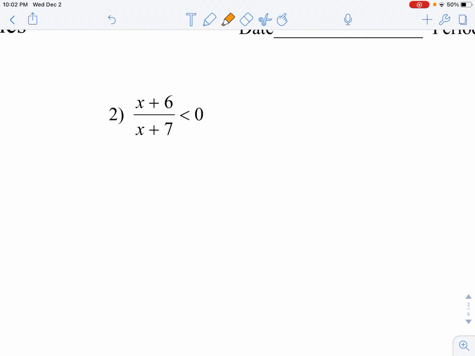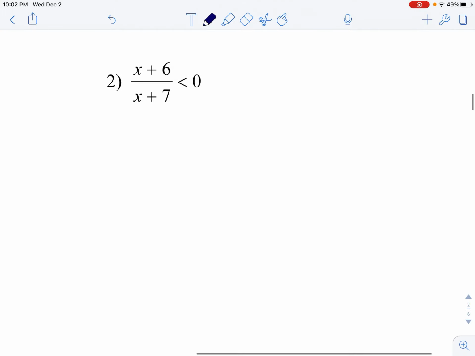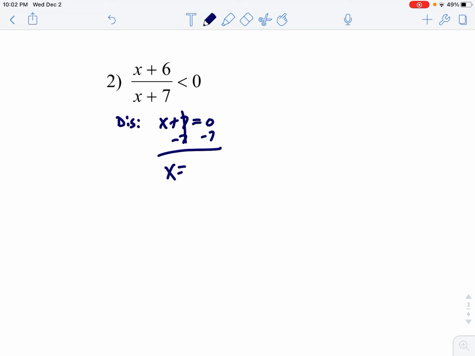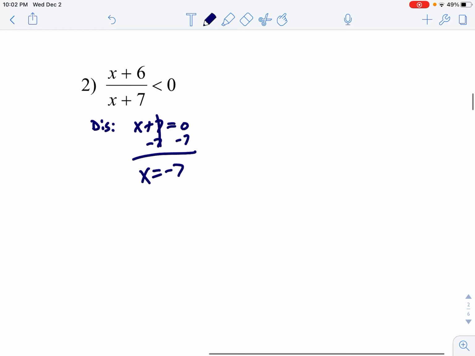First, we need one side to be 0, and it is. That's good. So we are going to find discontinuities and zeros. I'll label this as I go. So discontinuities we find by taking the denominator and setting it equal to 0. X equals negative 7 is a discontinuity. So that is a critical number.